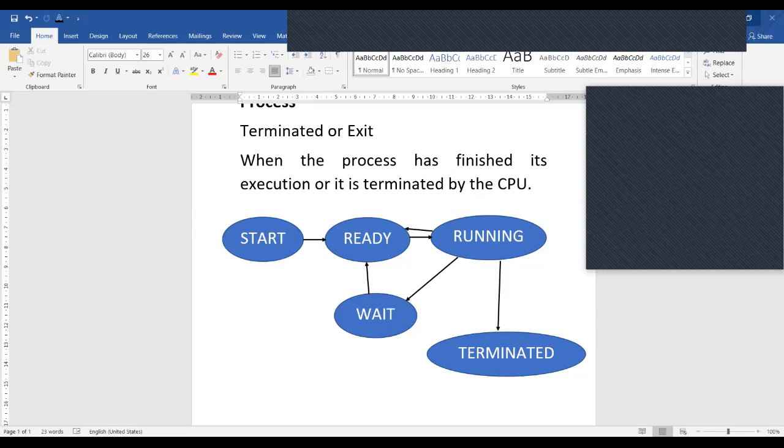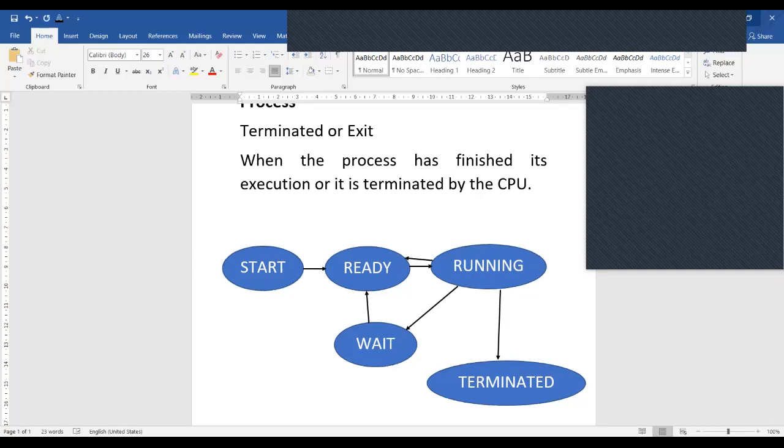Similarly, there is a cycle, you can say ready, running, wait. There is a cycle formation. So up to this, is it clear or do I need to explain again? If there is any confusion, you can ask, else I will switch to the next topic. No confusion? Okay.